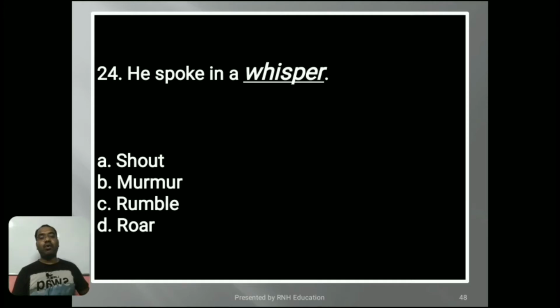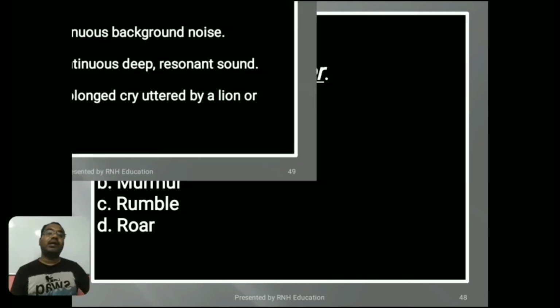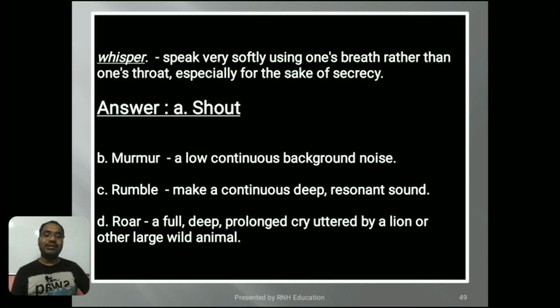He spoke in a whisper, and the options are A shout, B murmur, C rumble, and D roar. Now check the answer section. At first, take the word whisper. What does it mean? Whisper means speak very softly using one's breath rather than one's throat, especially for the sake of secrecy. So the right answer should be shout.